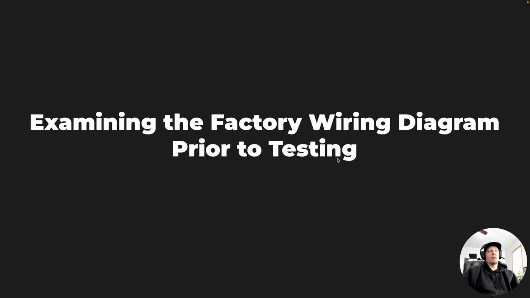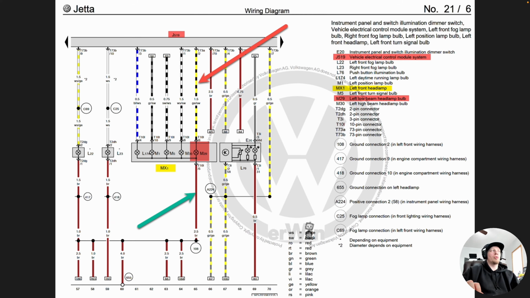Okay, so now we're over here and we're going to take a look at the factory wiring diagram. So we obtained this using the factory website, paying for the subscription. So we're going to show you the wiring diagram for the headlight system on this vehicle. So this is the 2015 Jetta. We did have to use the VIN number to determine which options this vehicle had and the build date in order to find the correct wiring diagram. So now we're on the correct wiring diagram here.